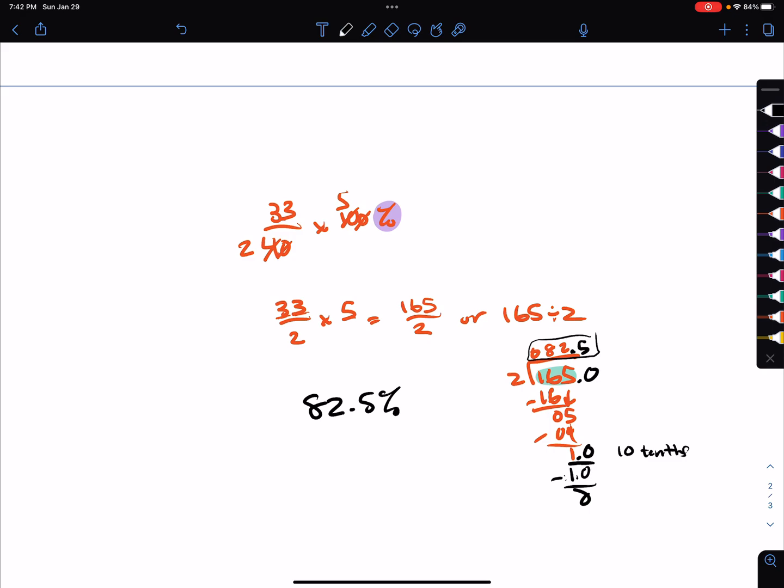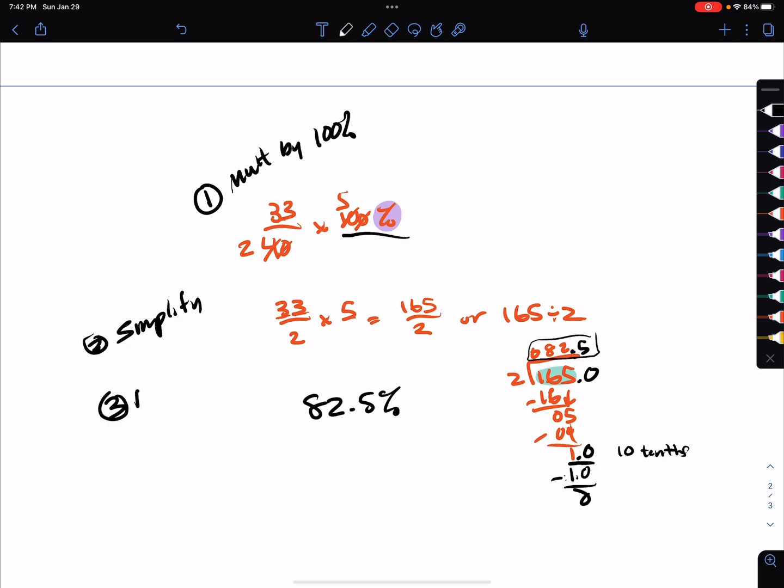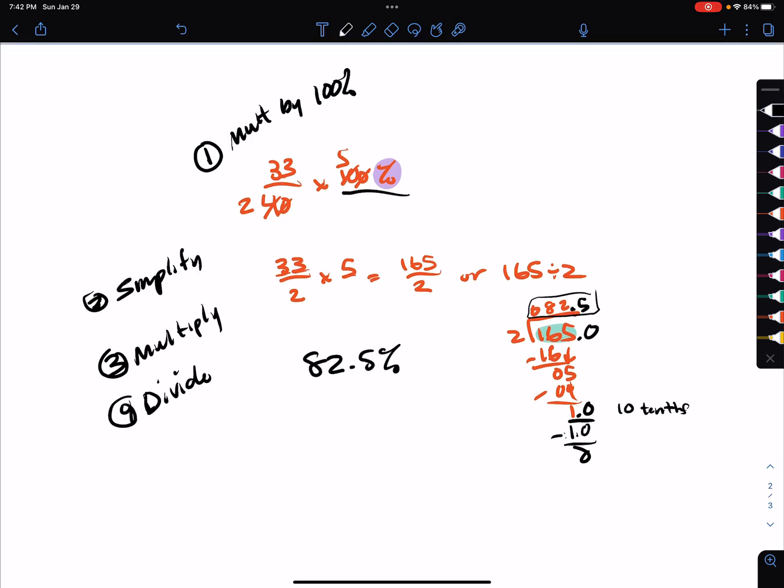I'm going to do one more of those. Actually, I'll set up the problem, let you pause the video and see, can you work your way through it following these steps of step 1, let's multiply it by 100%. Step 2, let's simplify before we multiply. Simplify. Step 3, multiply. And then step 4, you will likely have to divide. So yes, let's do that, and then we'll break this apart just a little bit more.